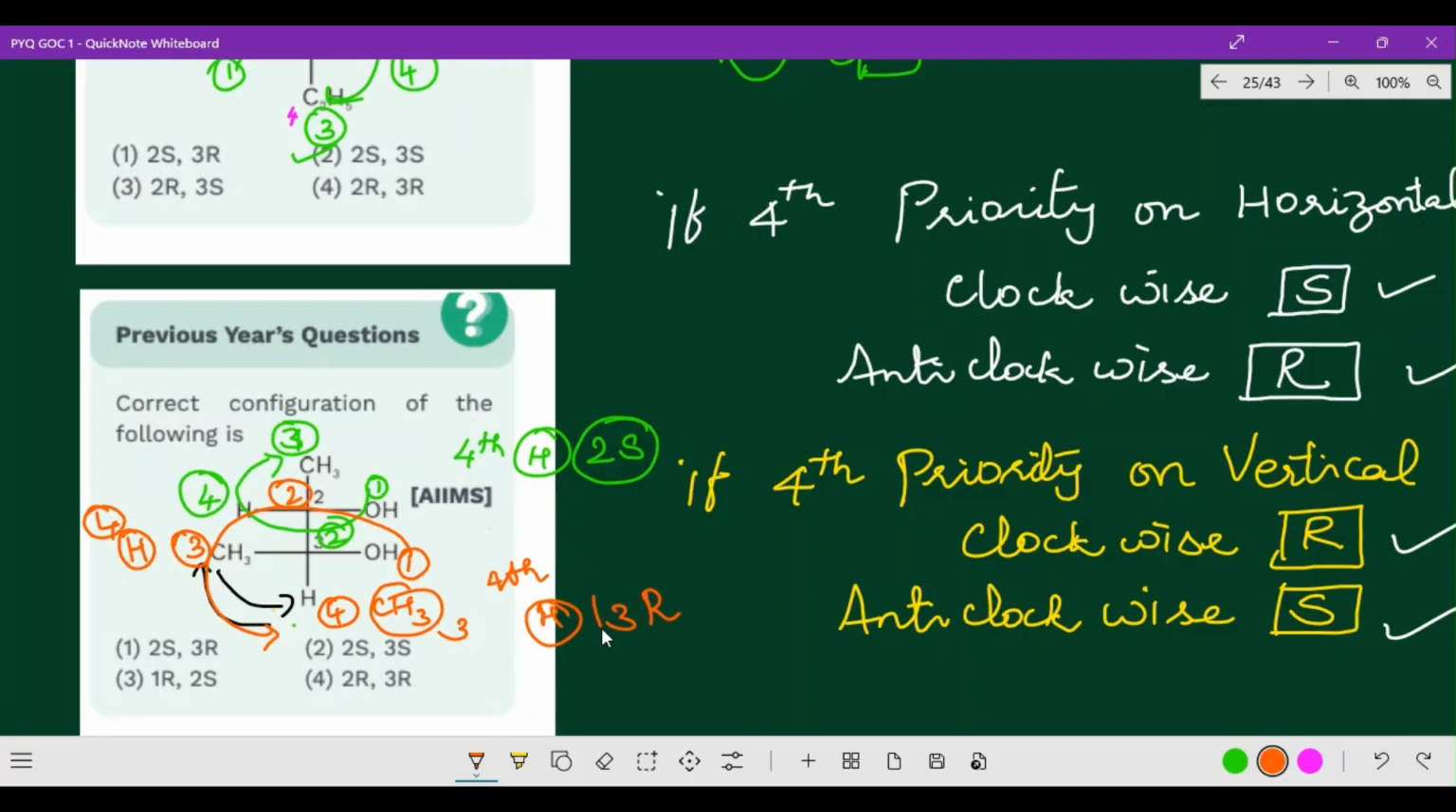So this is the third carbon. So the answer is 2S and 3R. So the first option is correct. I hope you got the clarity of all these questions. Come on, let us go for the next question.